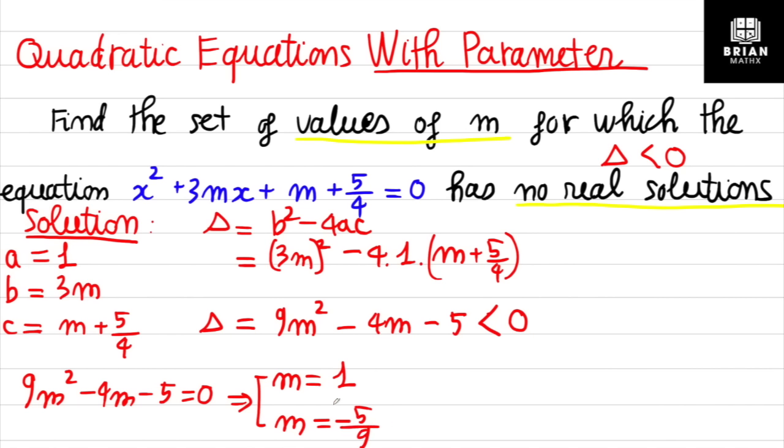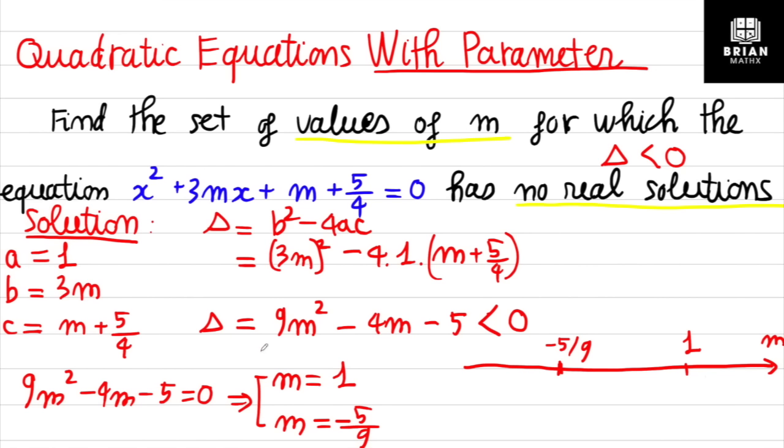Okay, you can use your calculator. And after that, you find them on the number line. The number line for this question will have negative 5 over 9 here, and 1 here. The larger number lies on the right-hand side, and the smaller number lies on the left-hand side. And the two values of m will divide the number line for m into three parts: the left one, the middle one, and the right-hand side one.